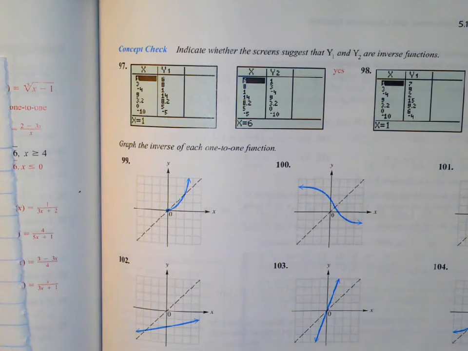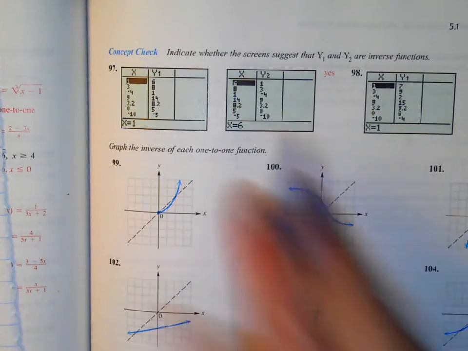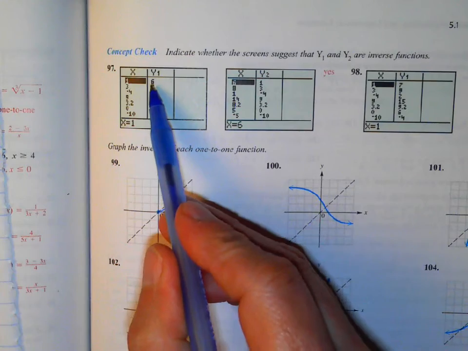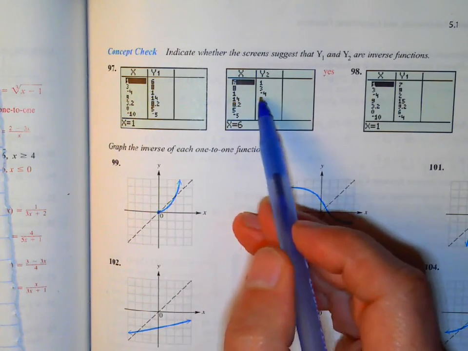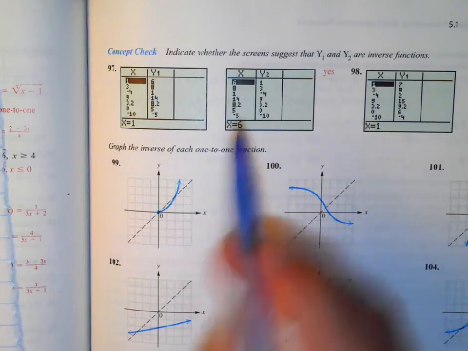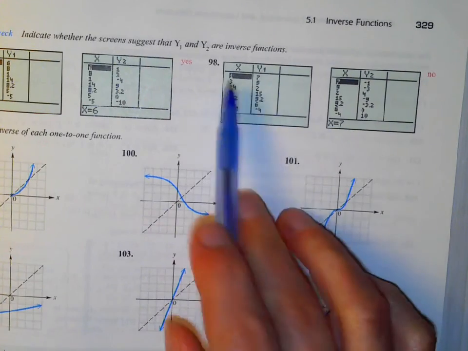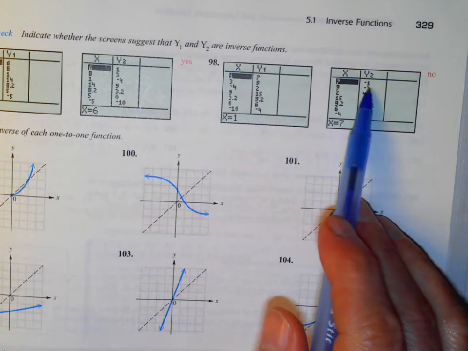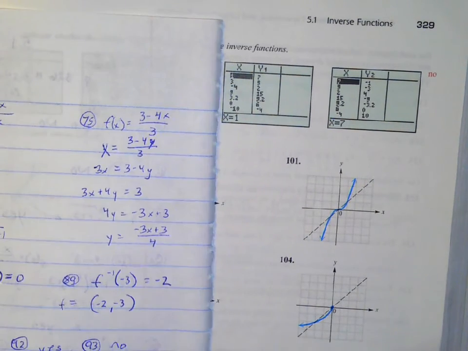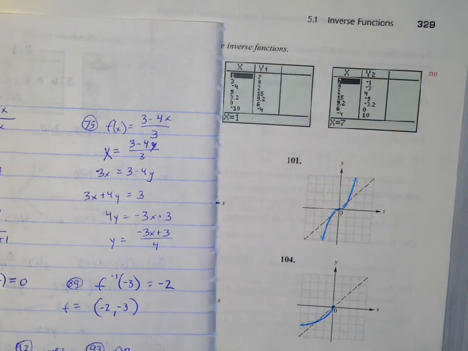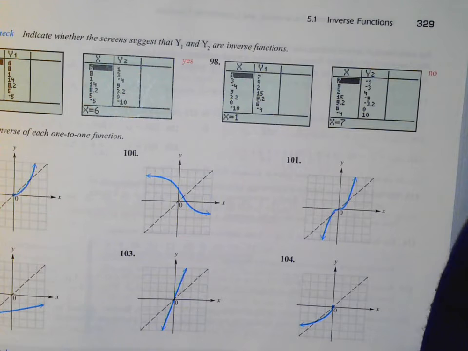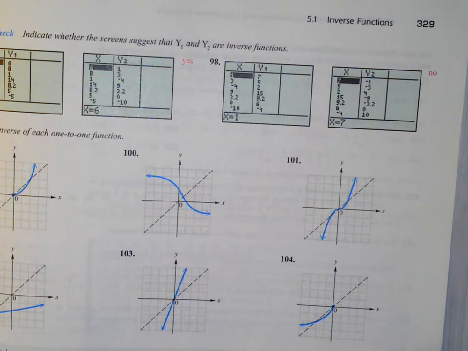With 97, they ask, are these inverses of each other? So if I have the point (1, 6), the inverse of that would be the point (6, 1). (3, 8), inverse would be (8, 3), right? Okay, and they're all opposites, so 97 is yes. If you look at 98, (1, 7), (7, negative 1), oh, no, that's not an inverse. So 97 is yes, 98 is no. You didn't actually have to do 98, but that's okay, we talked about it.